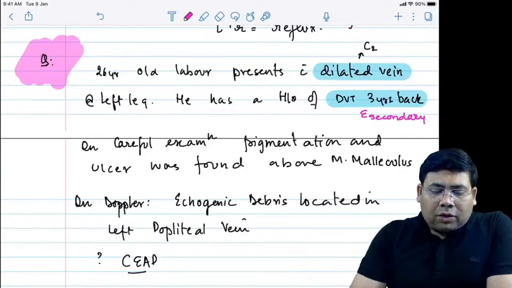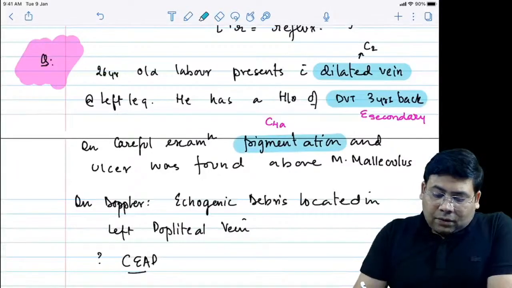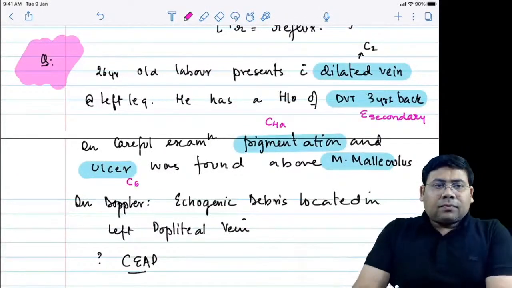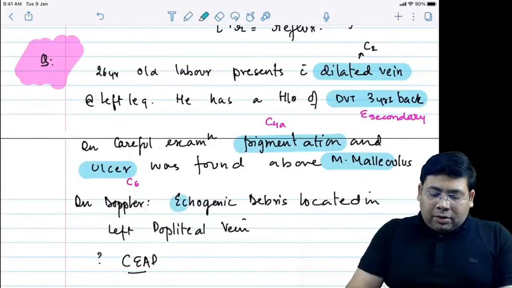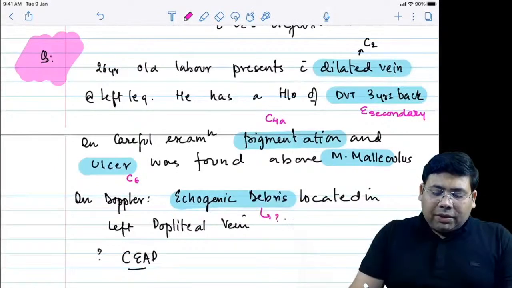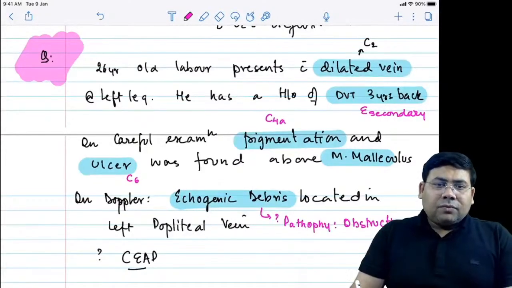Yeah. On careful examination, there is pigmentation also. That means C4A. And an ulcer was found above the medial malleolus. So this is C6 also. Are you getting this? On Doppler, echogenic debris. Debris means what? If you talk about pathophysiology, debris means obstruction. Are you getting this or no?